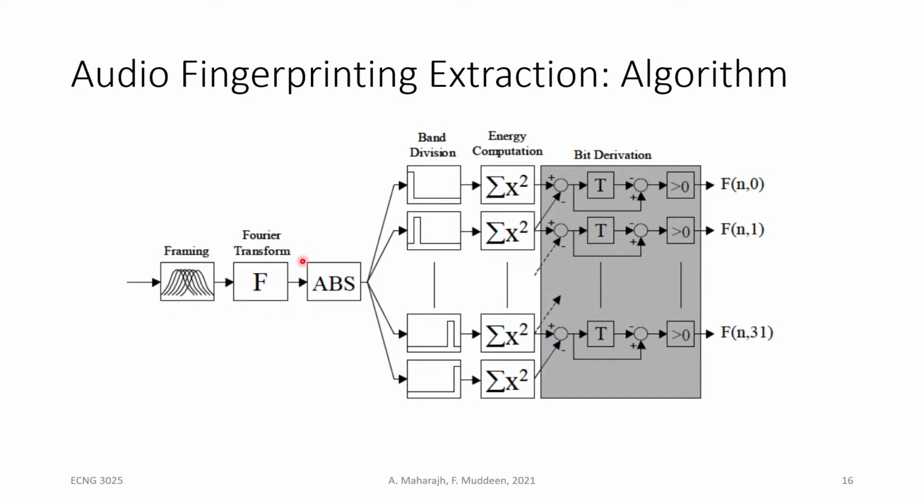Right. Once we have the frequency domain representation of each frame, we take the absolute value of each one of these frames, because remember, this is going to be a real and imaginary value, so we want to be focusing on the absolute value in frequency. And then each frame here, I mean, this is the first frame, second frame, all the way down to the 31st frame and the 32nd frame and so forth, is going to undergo band division, energy computation, bit derivation, and so forth in parallel to form frequency domain representations here to create our fingerprints for the audio.